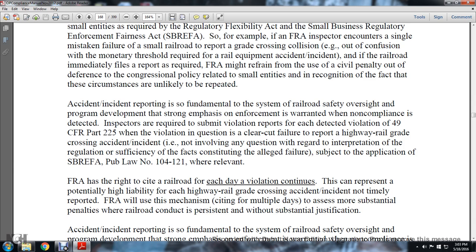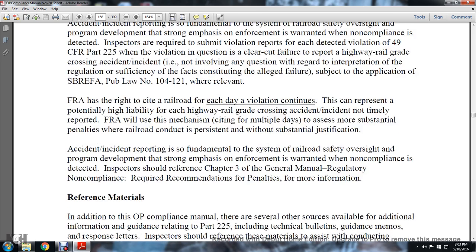Inspectors are required to submit violation reports for each detected violation of Title 49 CFR Part 225 when the violation is clear-cut. This includes the failure to report a highway-rail grade crossing accident incident, without any questions regarding the interpretation of the regulation, the sufficiency of the evidence, or whether the accident constitutes an alleged failure, subject to the application of the Small Business Regulatory Enforcement Fairness Act, Public Law 104-121, where relevant.